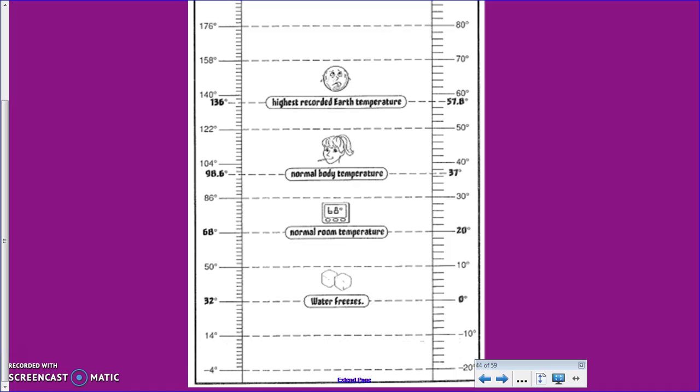At 98.6 degrees Fahrenheit and 37 degrees Celsius, we have our normal body temperature. At 68 degrees Fahrenheit or 20 degrees Celsius, we have the normal room temperature. And then down at 32 degrees Fahrenheit or 0 degrees Celsius, water freezes. Please make sure this page is glued in your notebook, and you do need to memorize the temperatures, especially the ones for water, where it freezes and where it boils.